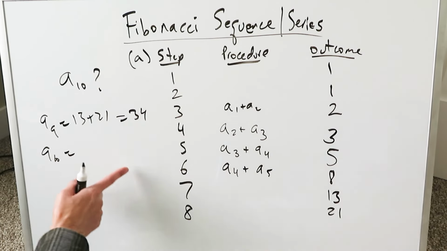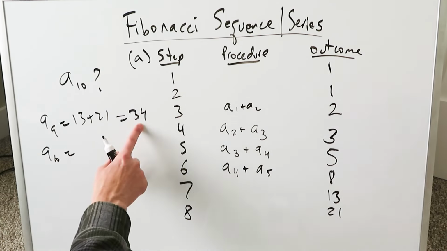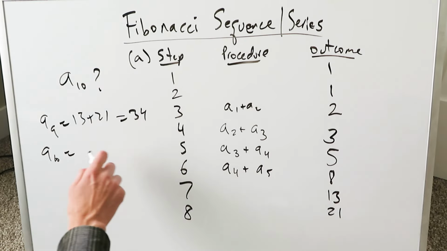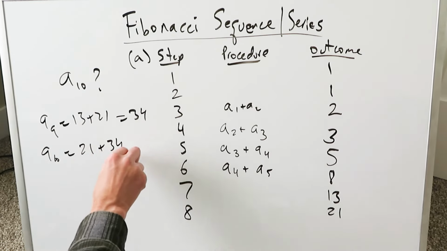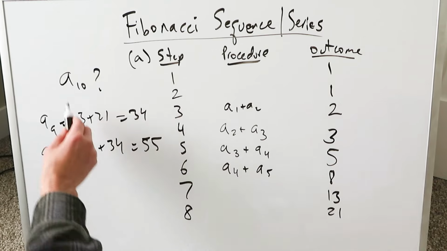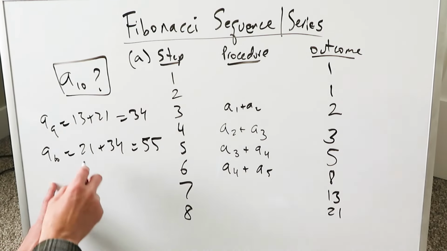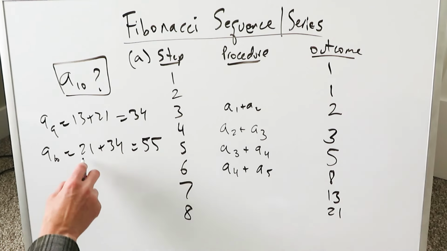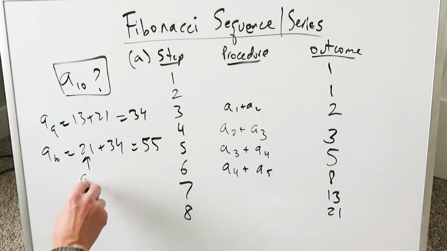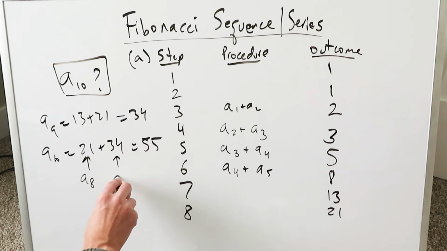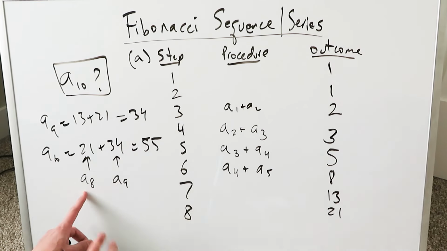What's A10 going to be? It's going to be the sum of the previous two numbers. It'll be 21 plus 34, and that's going to give you 55. If someone were to ask you in the Fibonacci sequence, what's the value of A10? Well, it'll be 21 plus 34, 55, because this corresponded to the A8 step, and this corresponded to the A9 step. It's the sum of the previous two steps, the 8th step and the 9th step.